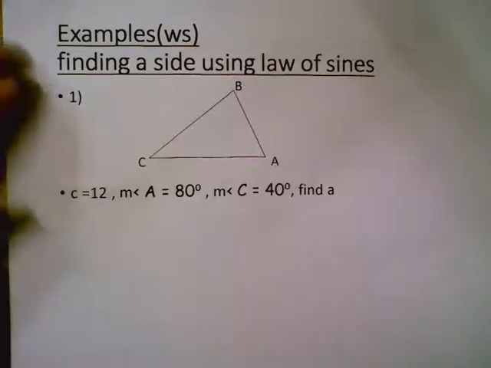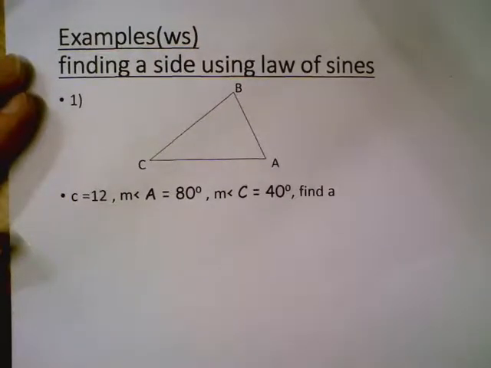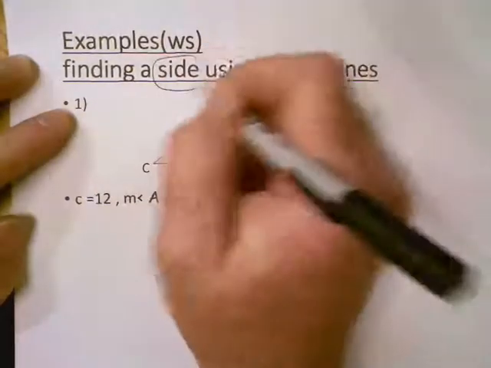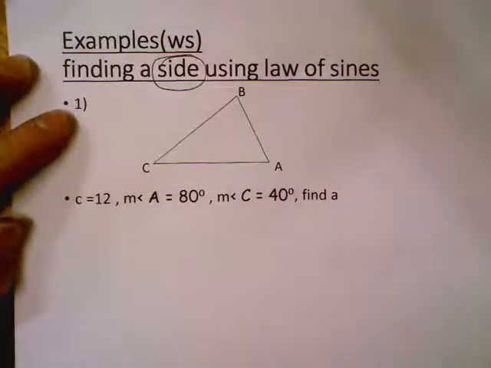All right, we're going to do 4 examples here. The first 2 will be using the law of sines. The last 2 will be using the law of cosines. This first one is finding a side using the law of sines. Then we'll do one finding an angle.